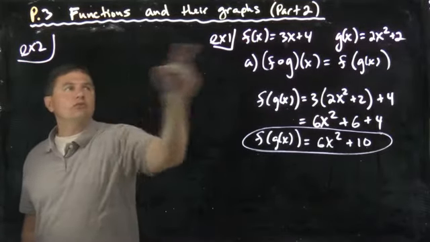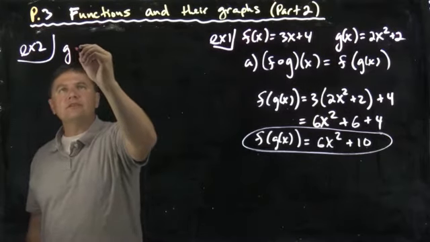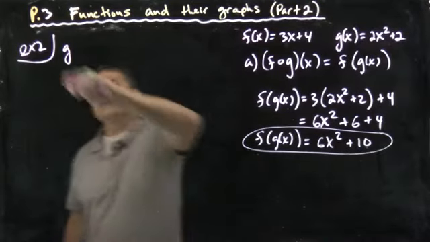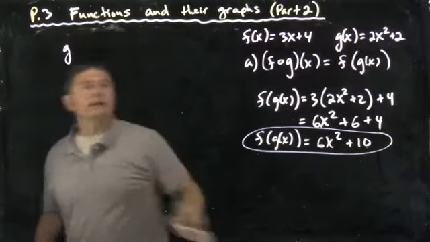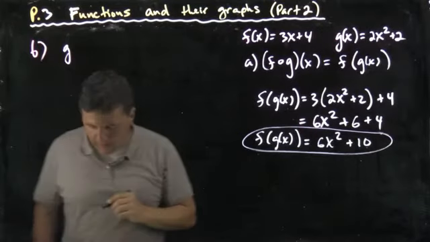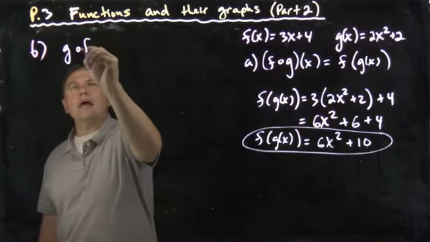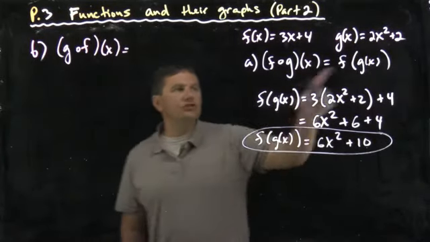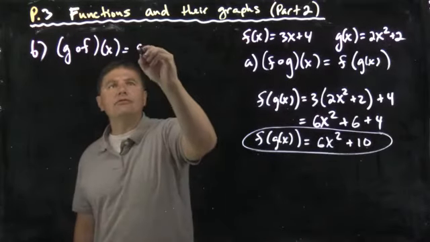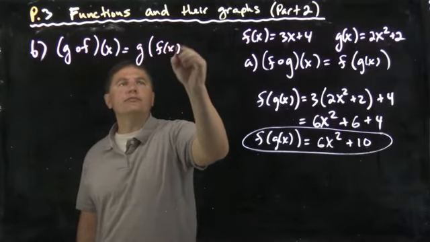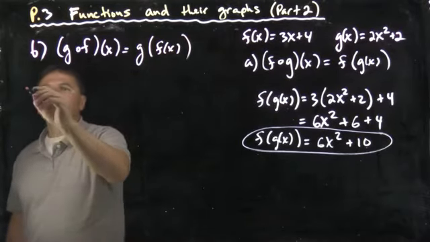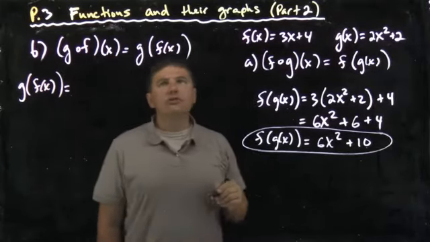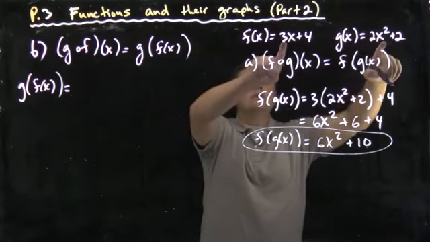Okay, so let's do same functions. Except this time, well, you know what, let's do this. So that's A, and this is B, same functions. Okay, so g circle f of x. So this time, instead of taking g and plugging in f, we're taking f and plugging it into g. So g of f of x. So I'm just reversing this process. So now, everywhere I see an x here, I'm plugging in f.